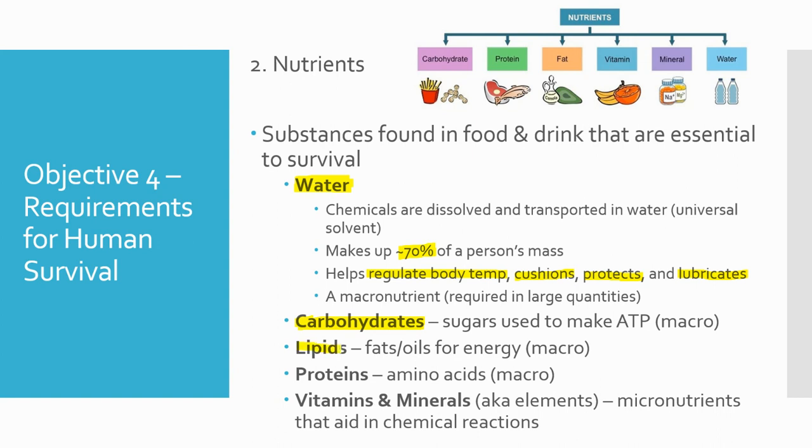Another important macronutrient are lipids, and lipids are fats and oils. A lot of times fats get a bad rap, but we need them for energy. Fats actually store large amounts of energy. They also make up our cell membranes, and some of our hormones are lipids, but we need to have fats in our diet and take those in.